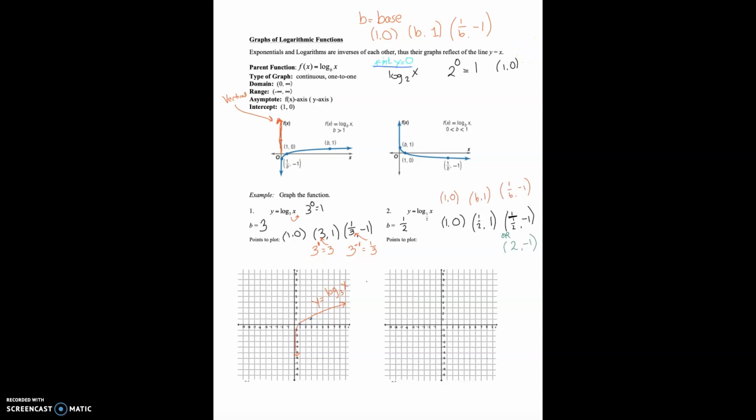So again, we said our base b was 1/2 there. So I have written in red those 3 points at the top, 1, 0, b, 1, and then 1 over b, negative 1. So I get 1, 0, obviously that's a tough one, and then 1/2, 1, and then 1 over 1/2, negative 1, which is really 2, negative 1. So plot those points and let's draw that curve.